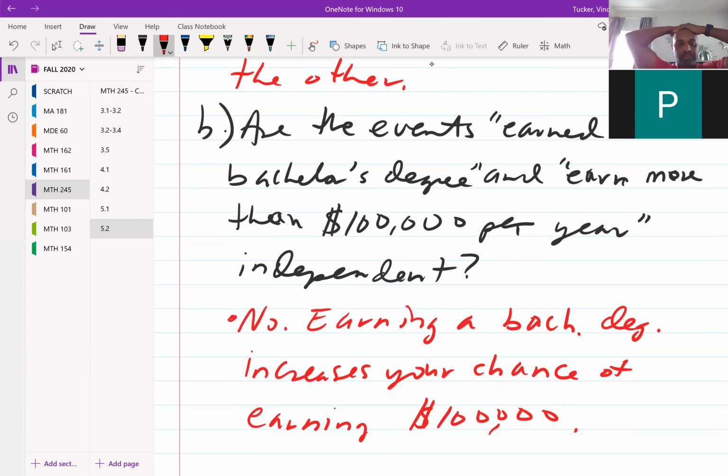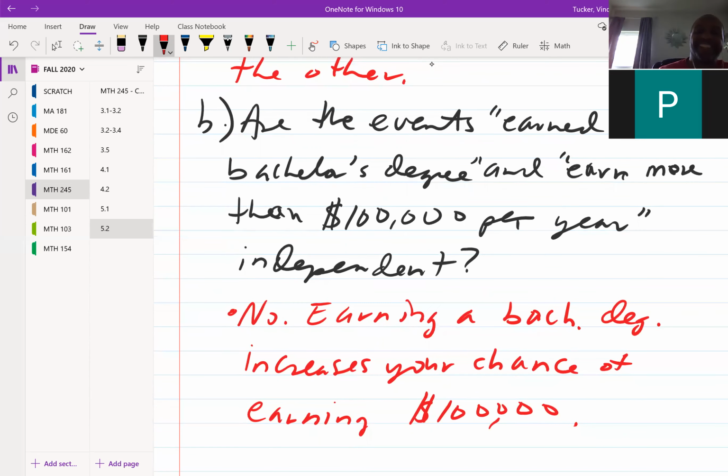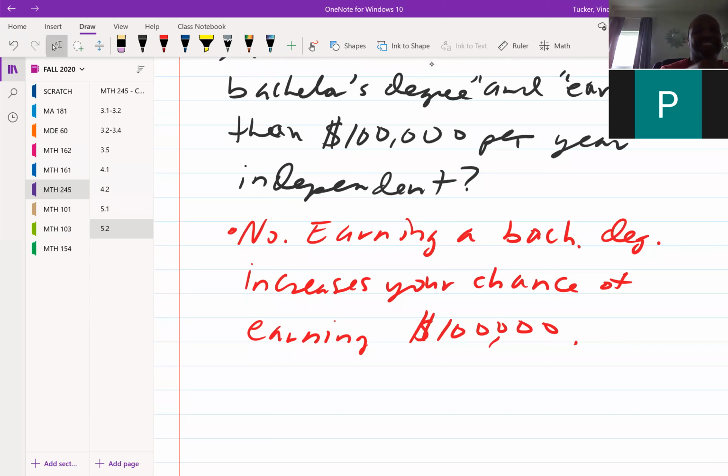You know, this had to be written a long time ago. A bachelor's degree now might earn you minimum wage. Yeah, it has gone down a little.